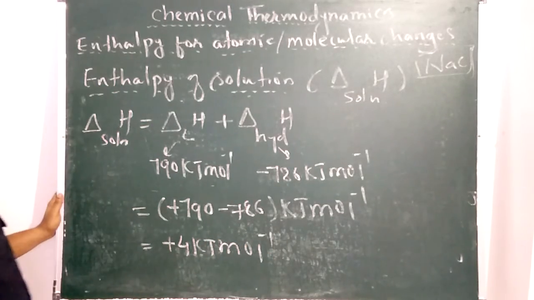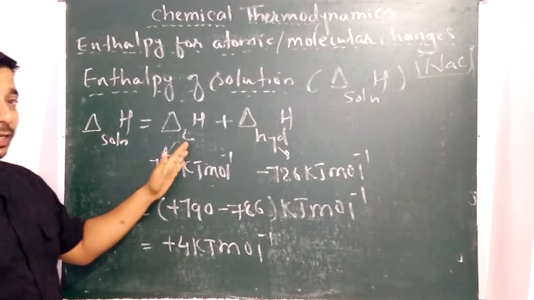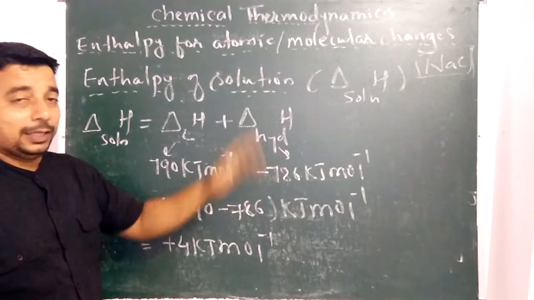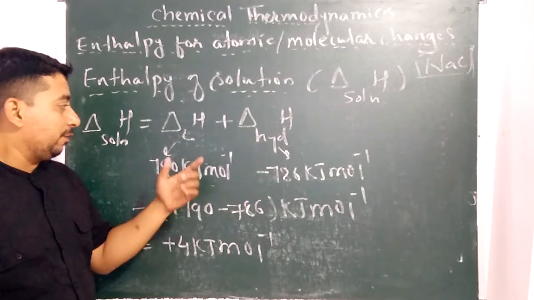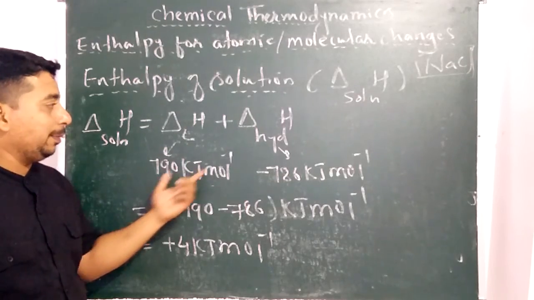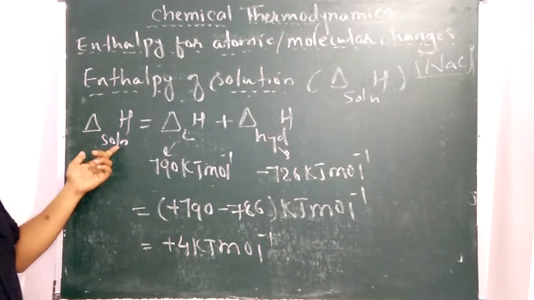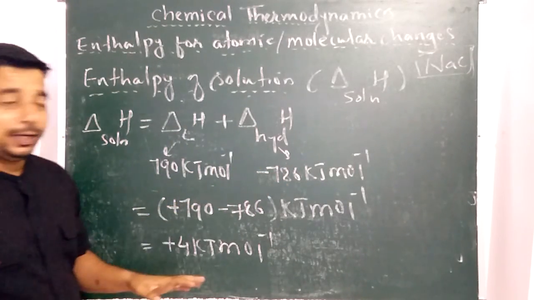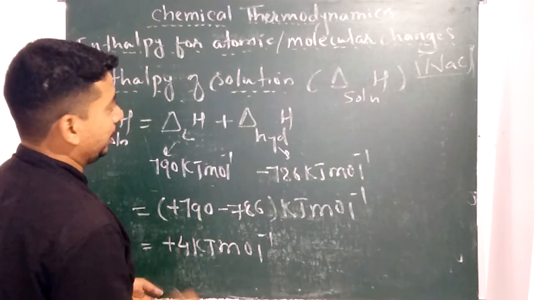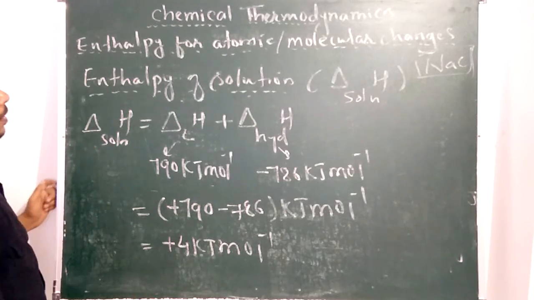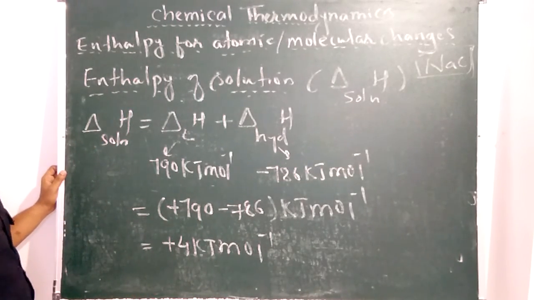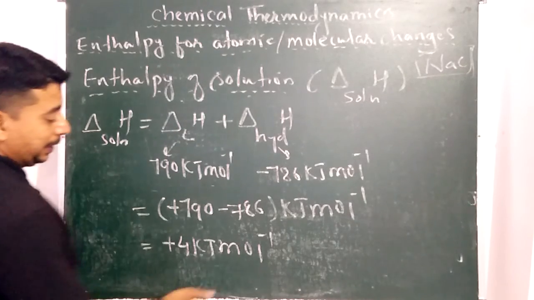So in this way you can find out the enthalpy of solution. Enthalpy of solution is the sum of crystal lattice enthalpy and enthalpy of hydration. If you know the crystal lattice enthalpy and enthalpy of hydration, you can easily find out the enthalpy of solution for any ionic compound. So this was about the enthalpy for atomic and molecular changes. The remaining part we will see in the next lecture.